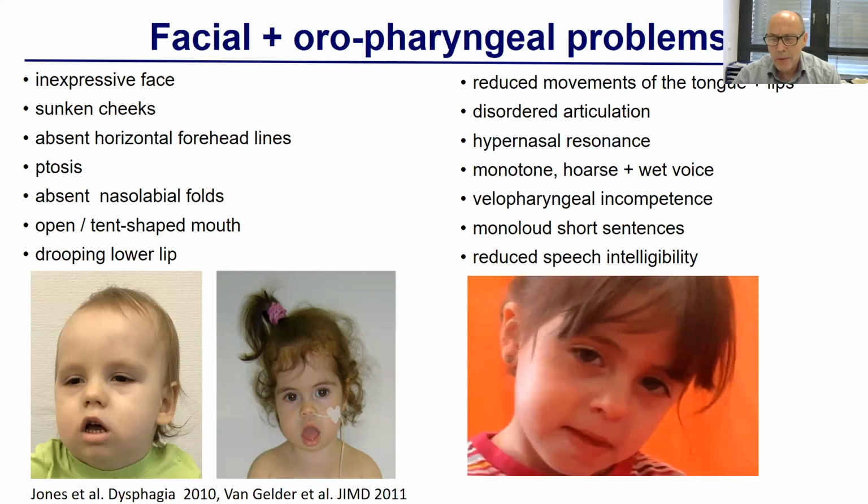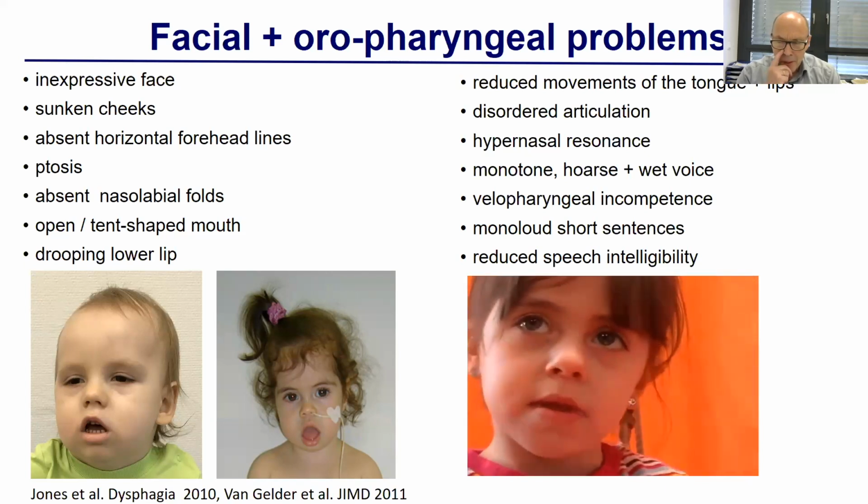Without any doubt, this child sings much better than I do. But this is a typical voice of a patient with Pompe disease. It's a nasal and wet voice and a little bit monoloud. And of course, it's a little bit difficult to understand. If you meet a patient at a visit, the parents understand them well, but you need a few minutes until you get used to understanding the patient.